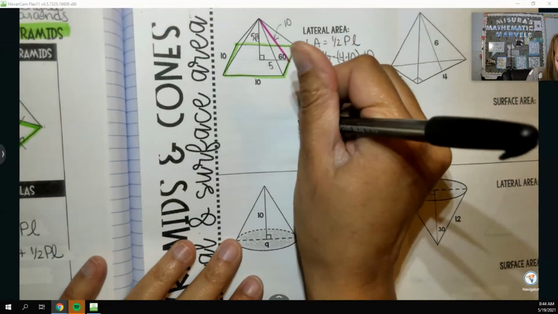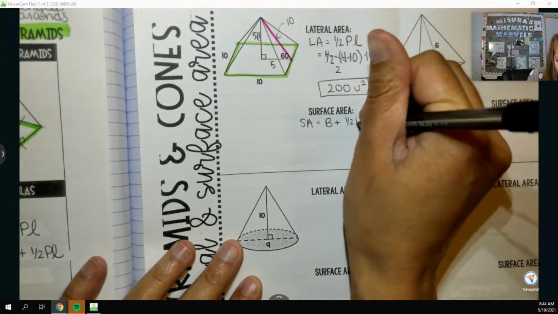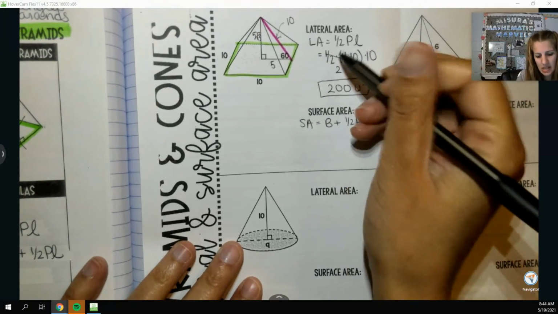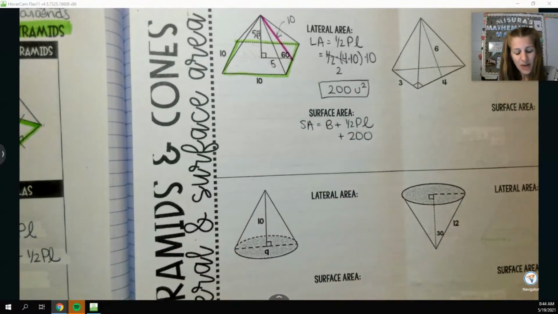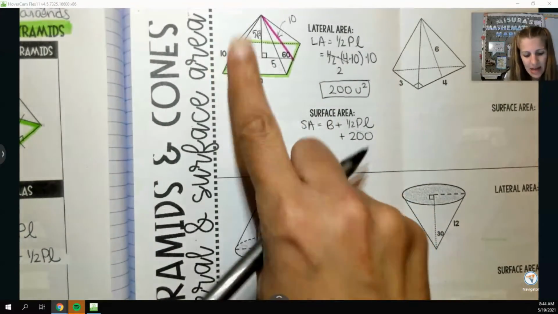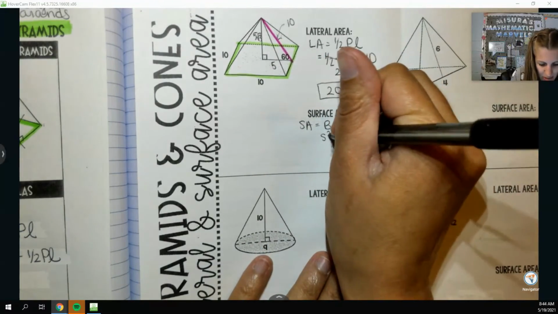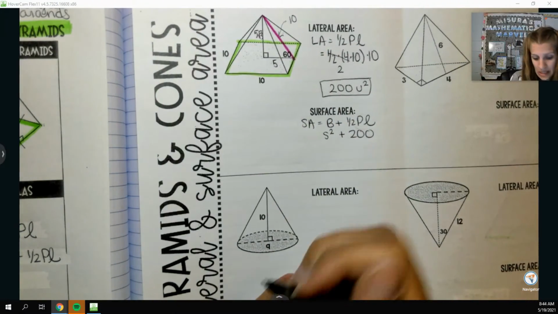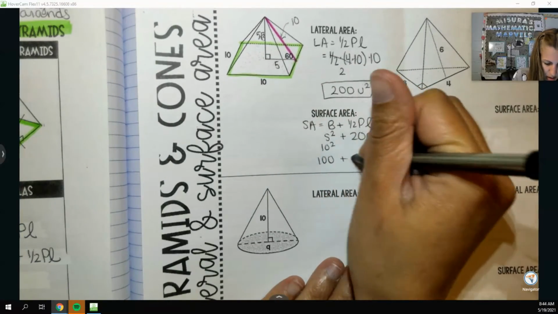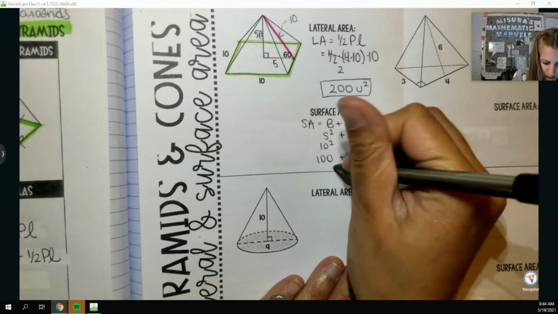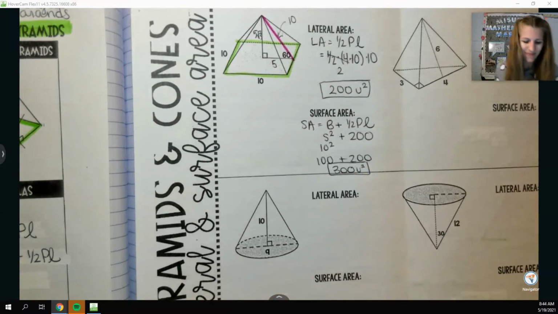So when I then want to find surface area, we're going to do area of the base plus half PL, which is just this lateral area here, which was 200. And so then when we think about finding the area of the base, the shape is a square. And so I find the area of that by doing side squared because I do know the side. And it's 10. So 100 plus 200 is a surface area of 300 units squared.